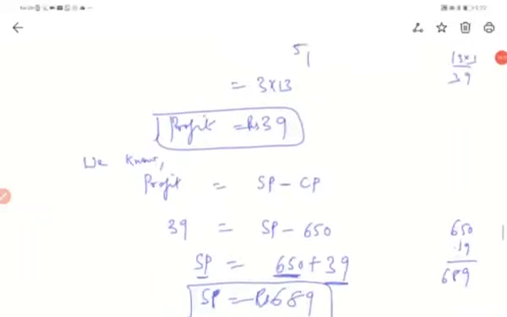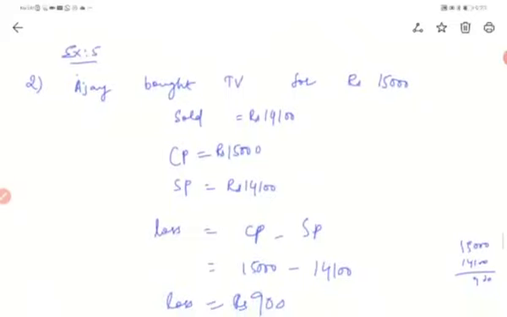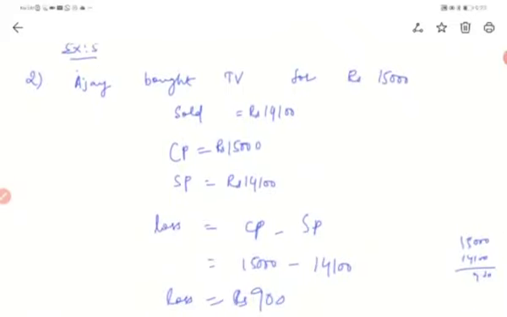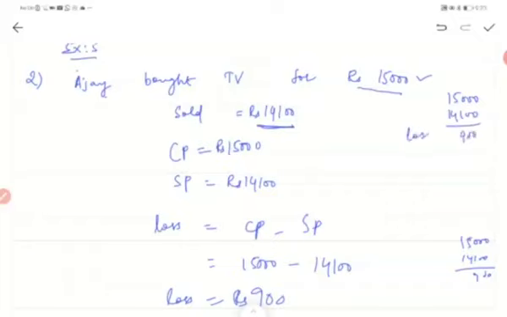I've solved one more exercise problem here. Let's quickly see this also. There's one person called Ajay. He bought a TV for rupees 15,000 and he sold it for 14,100. So 15,000 he paid, but he sold it for 14,100. That means he had a loss of how much? 15,000 minus 14,100 is 900, isn't it? So he has a loss of 900 rupees when he sold this TV.